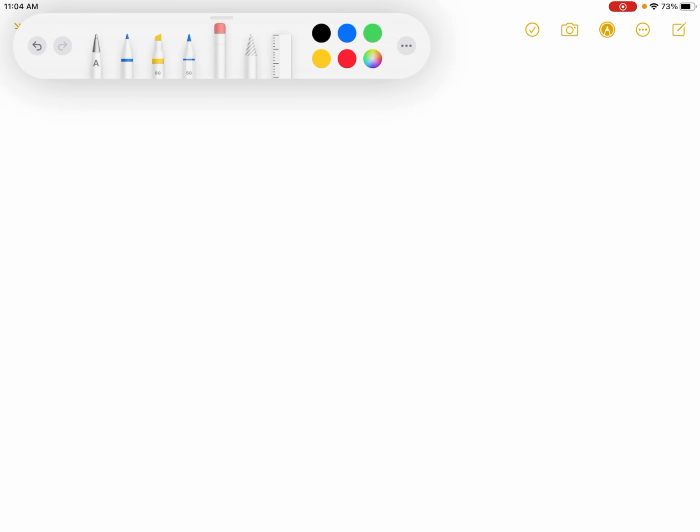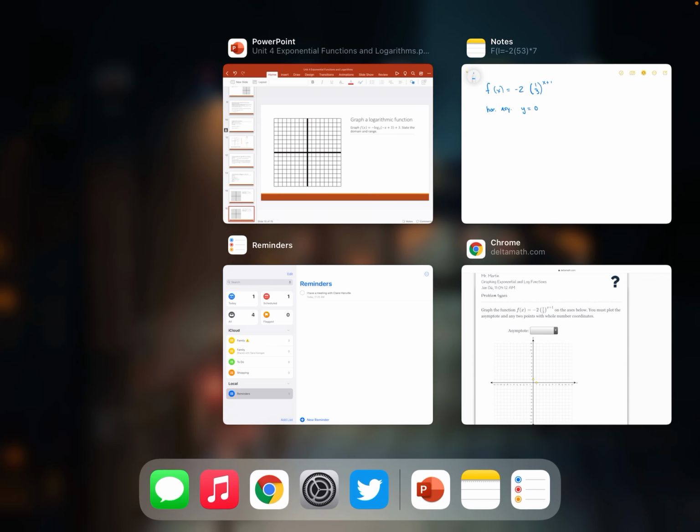Make sure I got that. Yep. So f of x equals -2 times 1/3 to the x plus 1. So the horizontal asymptote, because we don't have anything added to the exponential function, is y equals 0. And now we just need two other points that have whole number coordinates.